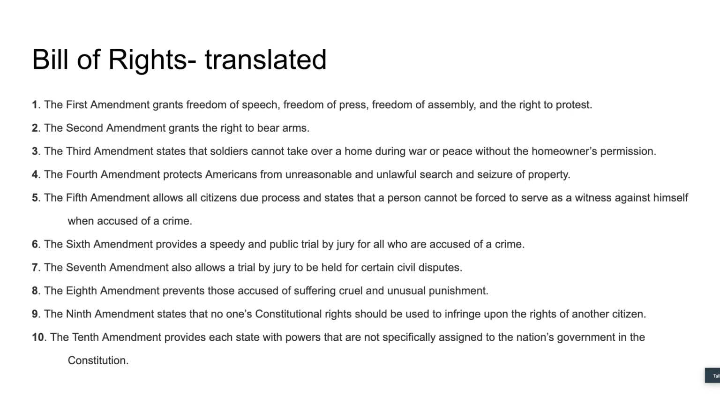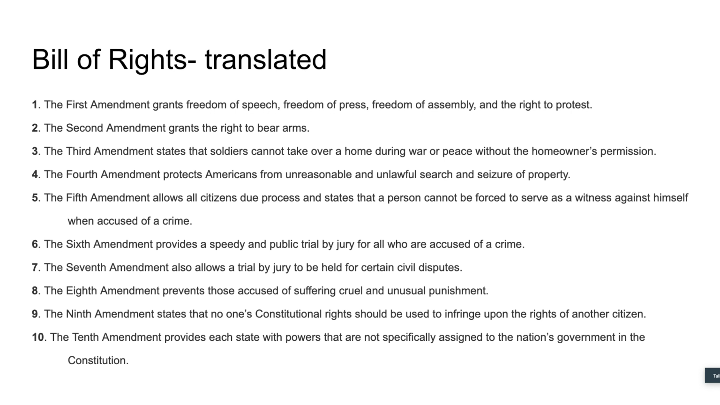The third one states that soldiers cannot take over a home during war without the homeowner's permission. So if you remember when we talked about the Quartering Act before the American Revolution and how the British soldiers would just come into the colonists' homes and live there for free, and you had to provide shelter and all of those resources for the soldiers, this Third Amendment protected the Americans from that because they didn't want to go through that again.